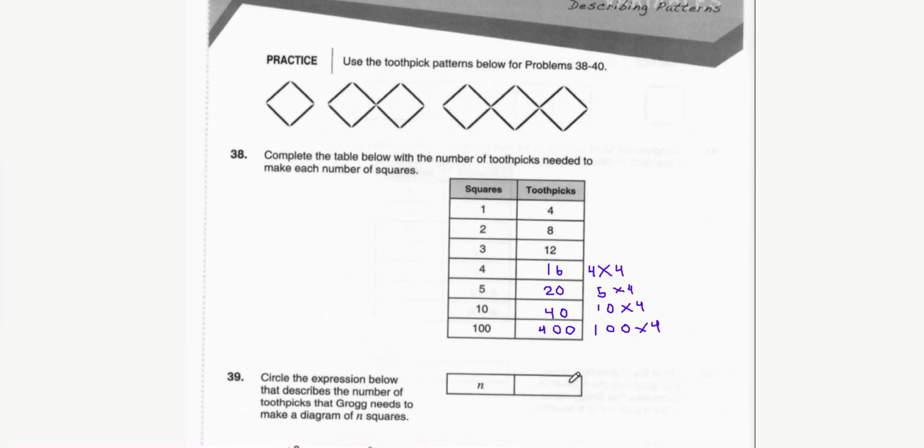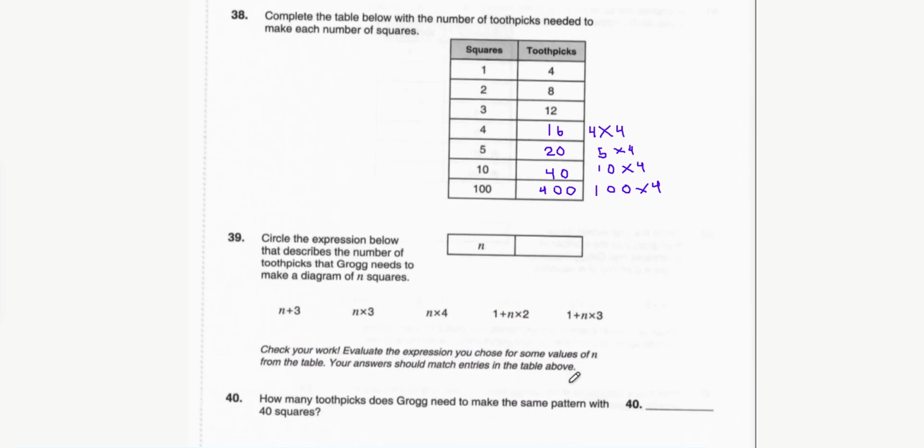Next, we have to circle the expression below that describes the number of toothpicks Grog needs to make a diagram of n squares. For every square in the diagram, Grog needs 4 toothpicks. So to make a pattern with n squares, Grog needs n times 4 toothpicks.